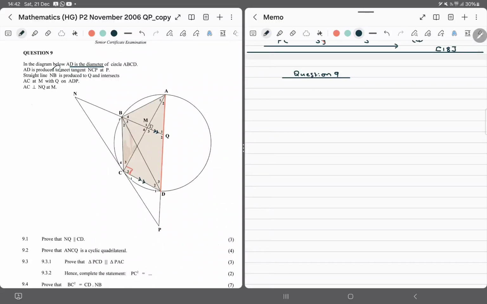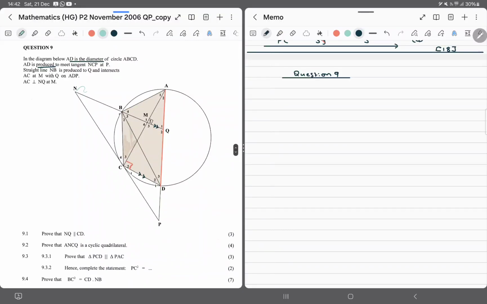Good. Now, we are told that AD is produced again to meet the tangent NCP. So this is the tangent. There is our tangent, and this line AD is then produced, so this is a straight line. If it is produced, we produce it right there. Okay, so good. So we have this situation right there.